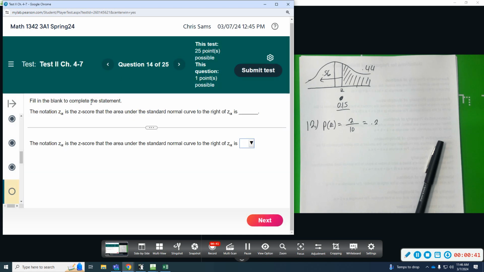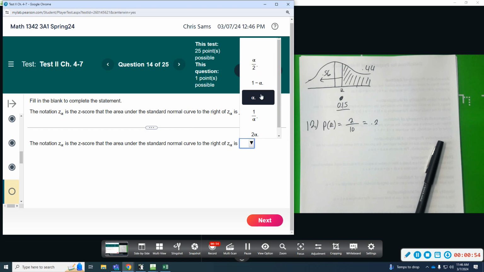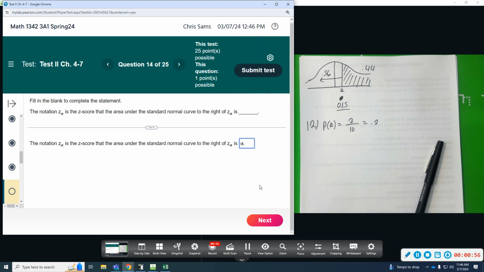I'm going to fill in the blank with this statement. The notation Z sub alpha is the Z score that the area under the normal curve to the right of Z sub alpha is equal to, and this is just a definition, that is equal to alpha. Alpha would be the area to the right.